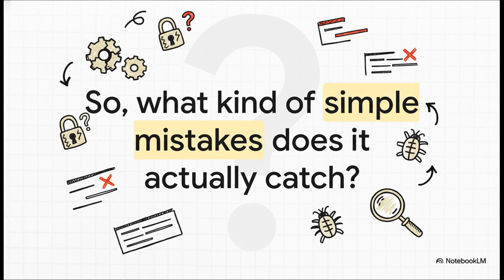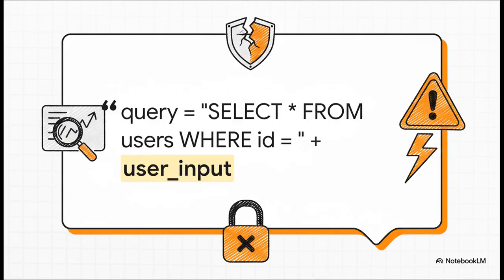What kind of simple, everyday mistakes does a SAST tool actually catch in the wild? Let's look at a few absolute classics. First up, a Hall of Famer, SQL injection. A SAST tool would see this line of code and just scream. Why? Because you're taking raw input from a user and just jamming it straight into a database query. That's like leaving your front door wide open with a sign that says, "Come on in." It's incredibly dangerous, and a SAST tool spots this from a mile away.